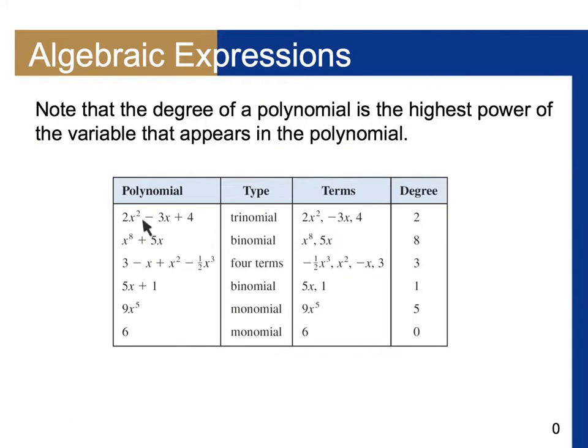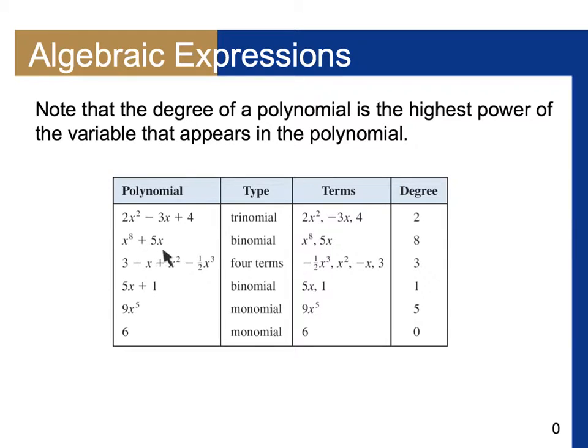Okay, so here are some examples. This is called a trinomial because it has 3 terms, 1, 2, 3. The terms are 2x squared, minus 3x, and 4, and the degree there is 2. That's the highest power of x there. Now notice I put minus 3x for one of the terms. If there's a negative in front, count that as part of your term.